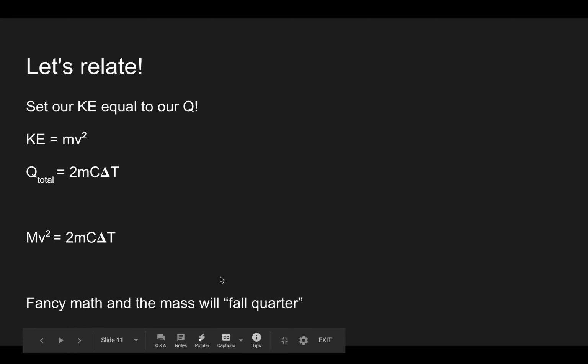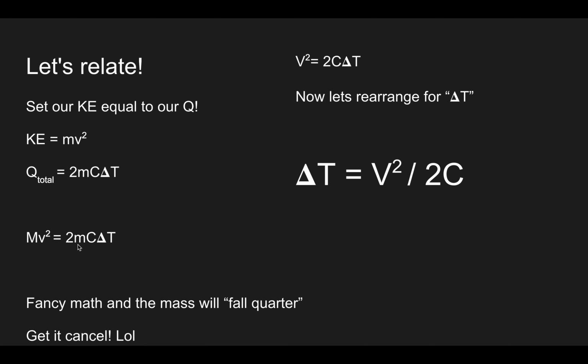So let's get fancy. This mass and this mass are going to cancel, and you're just going to get this equation: v squared is equal to 2 times the specific heat times delta T. Now we have to rearrange it because we're trying to find the change in temperature. So we get delta T equals the velocity squared divided by 2 times the specific heat. This is great because we don't need to know the mass of the car.